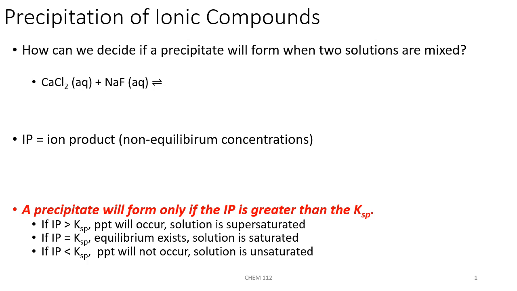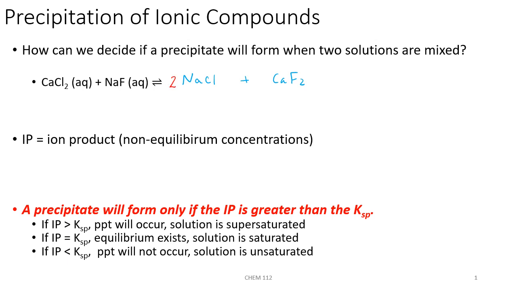We can use the concept of KSP to decide if a precipitate will form when two different aqueous solutions are mixed together. Imagine that we were to mix together two aqueous solutions, one of calcium chloride and one of sodium fluoride. We can use double replacement first in order to predict what our products would be. We would have sodium chloride, that would be one product, and we would have calcium fluoride, which would be the other product. We could then balance the equation as well.